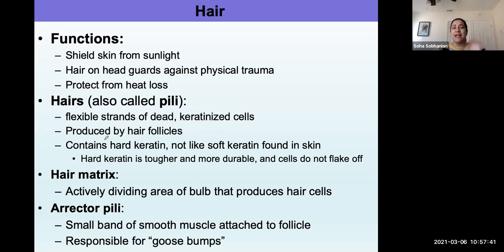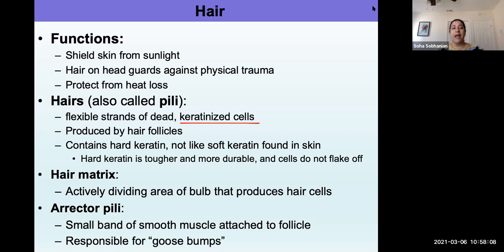So if I ask you, what is hair actually made up of? Hair is made up of keratinized dead cells. So it's very similar structurally to what we have for your skin. The difference is that it is more flexible. It does contain more color pigments, so that's where you get the different colors and tones in your hair.